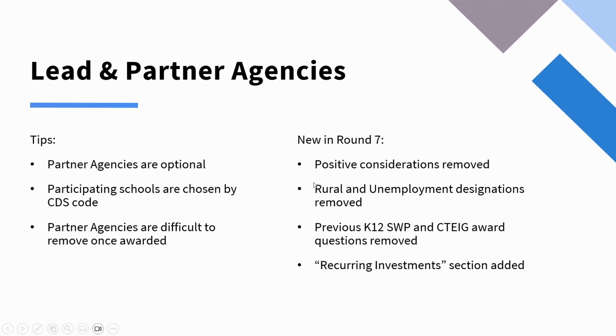You'll also see some details that used to be listed. Rural unemployment designations used to be listed on this page. They're still in there. They're elsewhere in the system, but they're not on this page anymore. You also see they've removed all the K12, SWP, and CTIG prior award questions, and they've very much simplified what's now called recurring investments. This used to be several questions, and now it's one. So let's look at what that looks like.